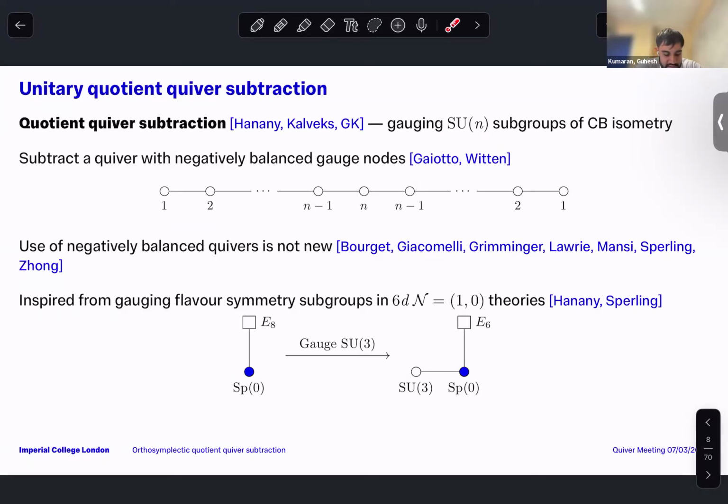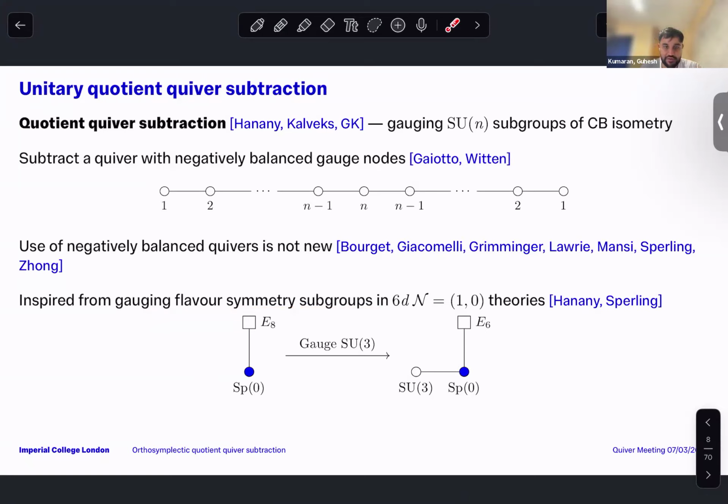So they've been used in a variety of contexts, such as introducing FI deformations of magnetic quivers, and also in decay and fission, they deal with negatively balanced quivers. But quotient quiver subtraction was inspired from gauging flavor symmetry subgroups in 6-dimensional theories. So we'll revisit this exact example a bit later on, but I'd just like to share roughly the philosophy of how this works.